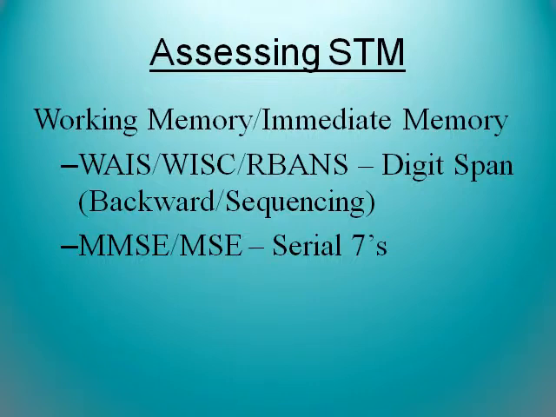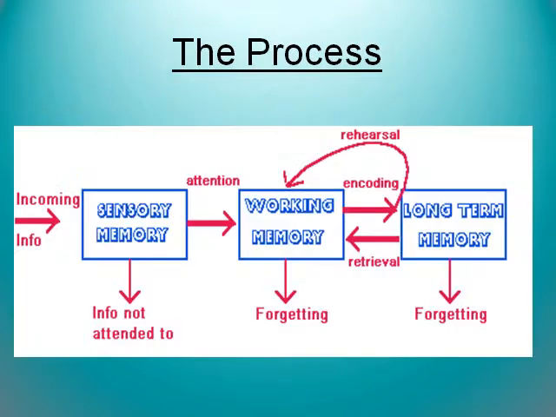All of these tests have a digit span type of assessment that look at working memory and immediate memory. On the mental status exam, MMSE, that sort of thing, you have things like the serial sevens. So these are measures of assessing short-term working memory.